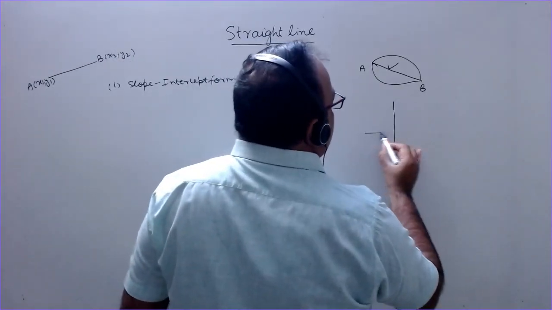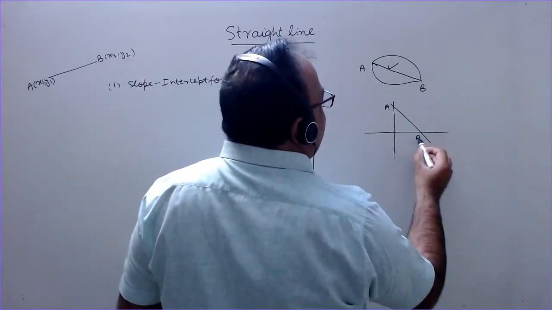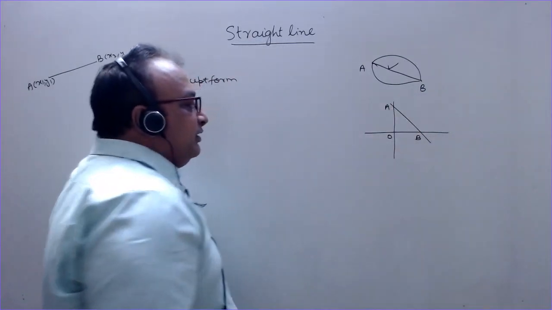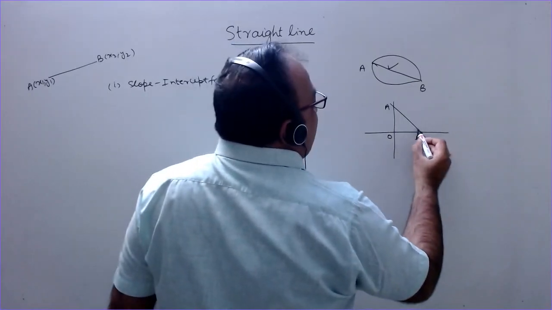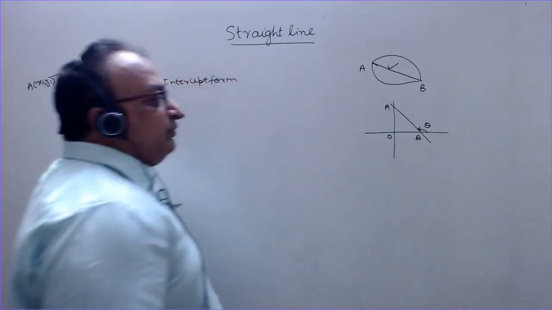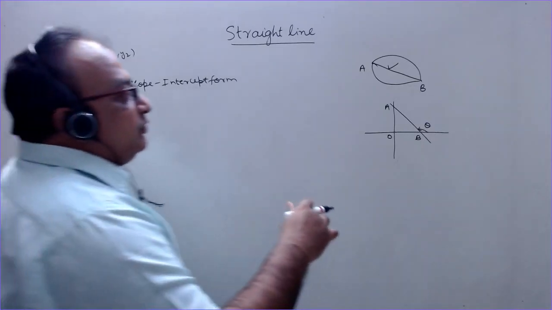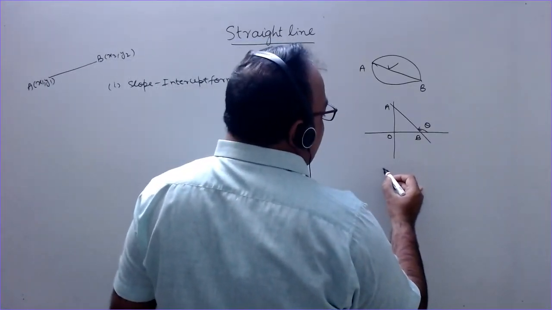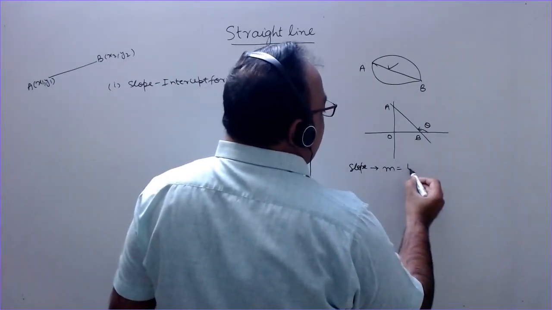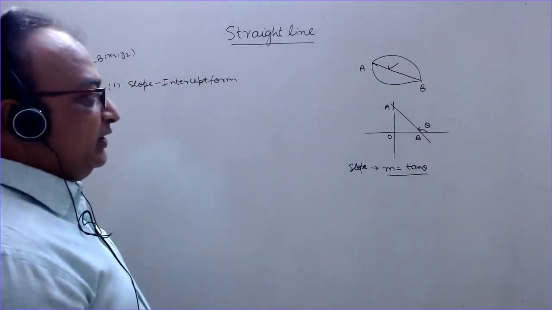So if I show this line, these are points A and B, this is the origin, x and y axis, positive x, positive y, negative x, negative y. So this line is making an angle theta with the positive direction of x-axis. Remember that angle has to be measured from the positive direction of x-axis. So the slope of this line we can write as m is the slope of the line equal to tangent of theta. So this is called the slope of the line.